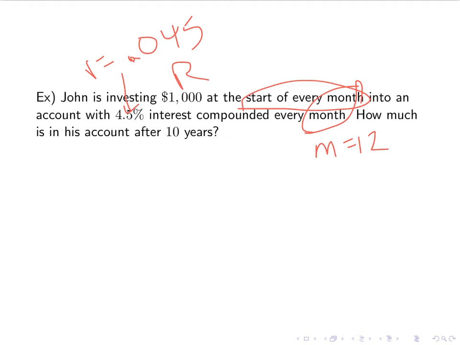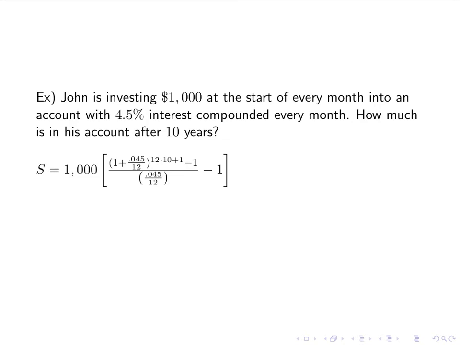How much is in his account after 10 years? That's S. 10 years is T. So I want how much is in his account in the future. That means I'm solving for S. And again, it's annuity due, so that is the top right formula. The annuity due formulas are a little more complicated. So again, just make sure you're paying attention, make sure you're plugging things in correctly. So it should look like the following.